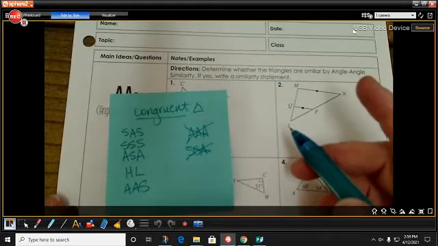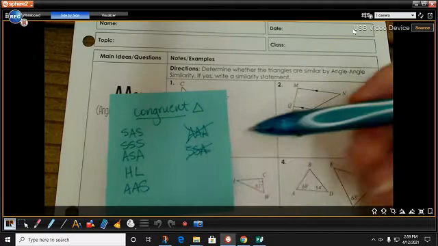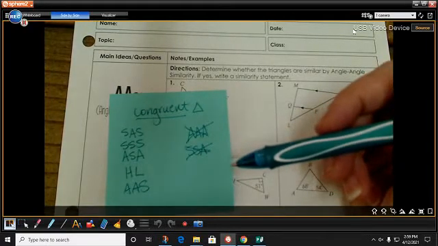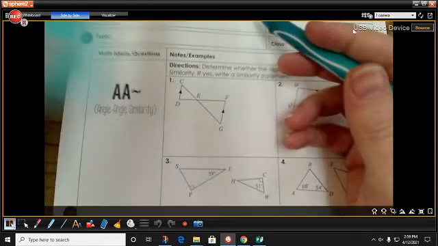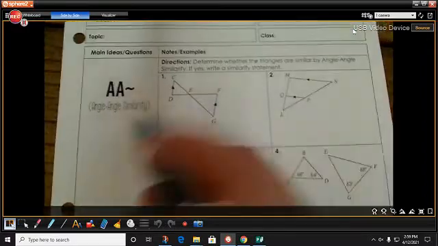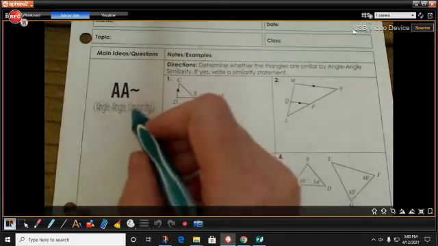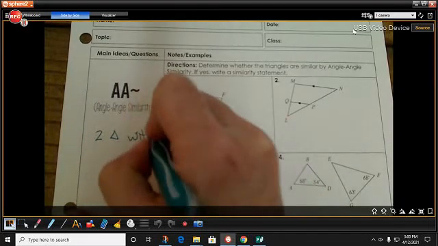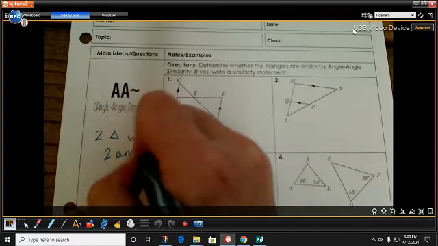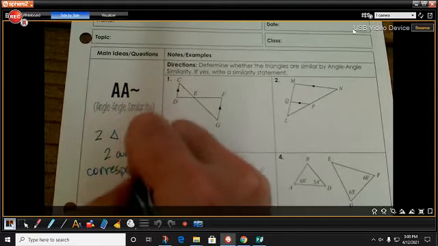And those were how we proved congruent. Well, when we're proving similarity, again, we have a couple setups where if you have sides and angles together in certain combinations, then you can say definitively that the triangles are similar. And so to start off with, our first one is angle-angle similarity. And so if you have two triangles with two angles that are corresponding, that are congruent.